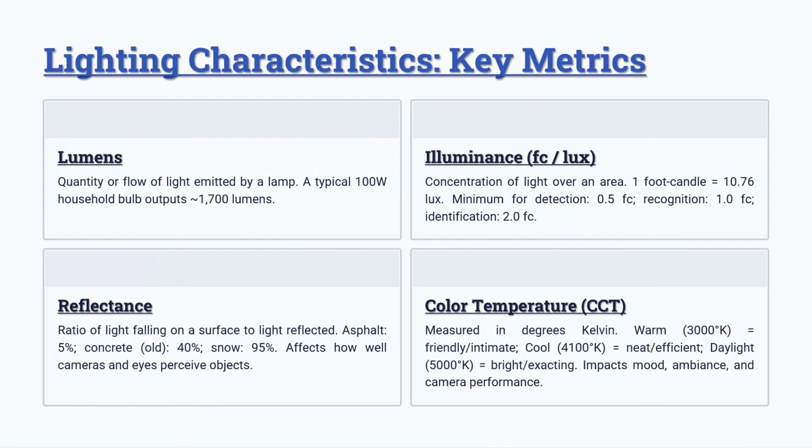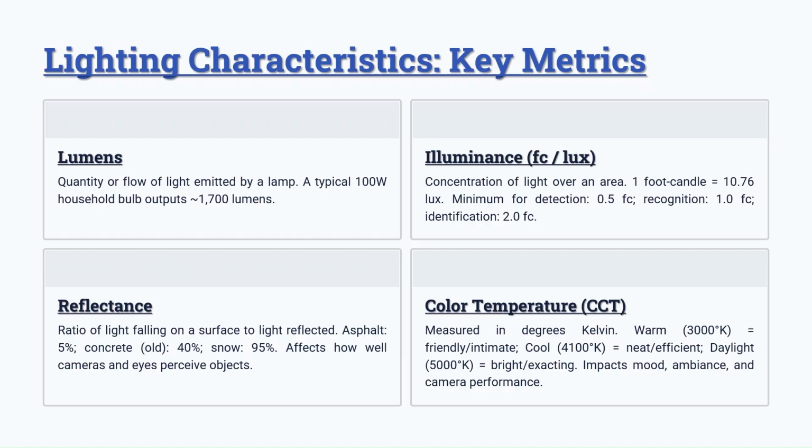To design effective security lighting, it is essential to understand key performance metrics. Lumens measure the total quantity of light emitted by a source. Illuminance, measured in lux or foot candles, indicates how much light actually falls on a surface, which is critical for visibility and identification.